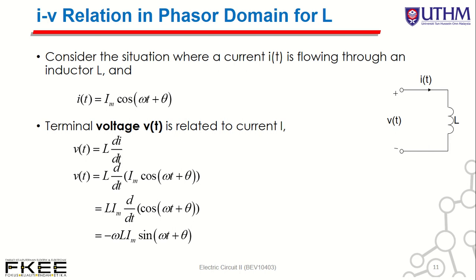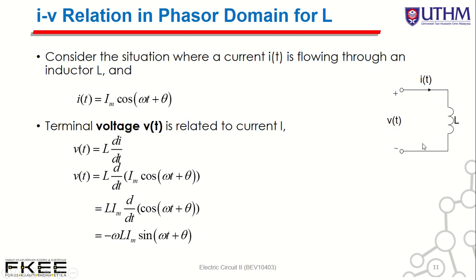Okay, next we discuss the L circuit, the inductive circuit. What is the relationship between current and voltage in the phasor domain for an inductor? Let's consider a current flowing through an inductor L, with IT equal to Im cos(omega t plus theta). This is the time domain circuit. We have Vt, we have L, and we have IT.